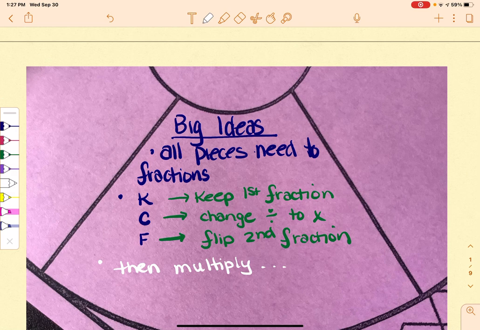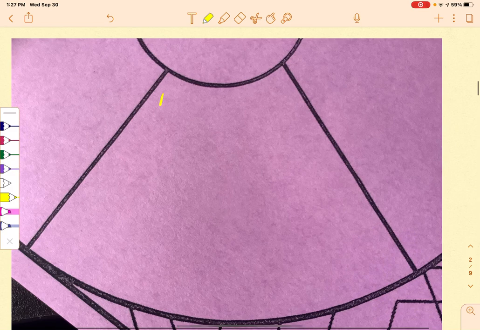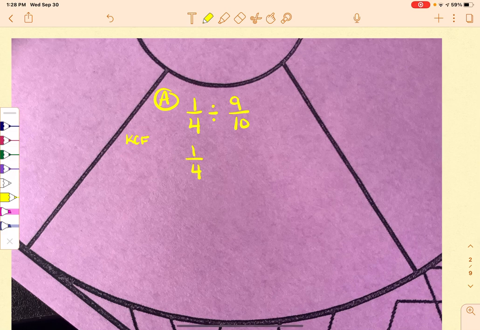And we're going to just keep going and following the steps for multiplying. So let's take a look at just some basic ones again today, and then we'll see how we do as we work through. So here's our first one. 1/4 divided by 9/10. So remember, we're going to use that keep, change, flip. So we keep the first fraction, we change division to multiplication, and we flip the second one. So instead of having 9/10, it's going to be 10/9.